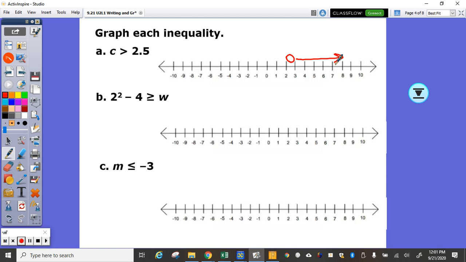So we have 2 squared minus 4, which gives us what? 0. So, closed circle at 0. Which way does it go? Because this says 0 is greater than or equal to w, or w is less than or equal to 0. So reading them back and forth. And then m is less than or equal to negative 3, closed circle.